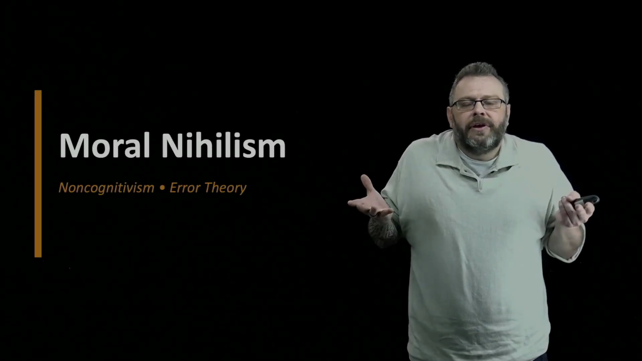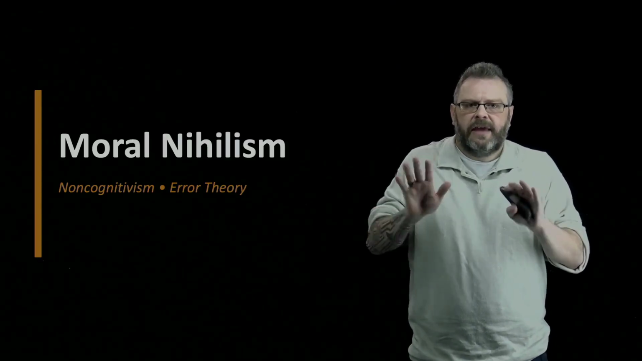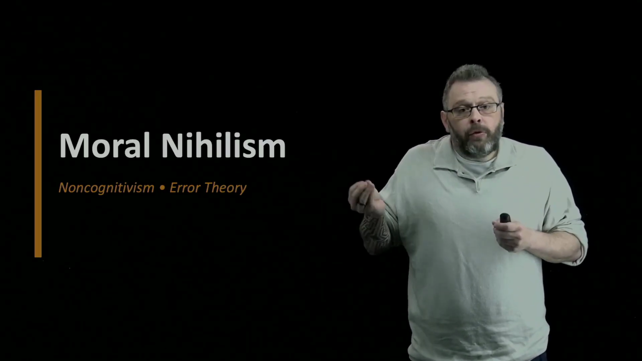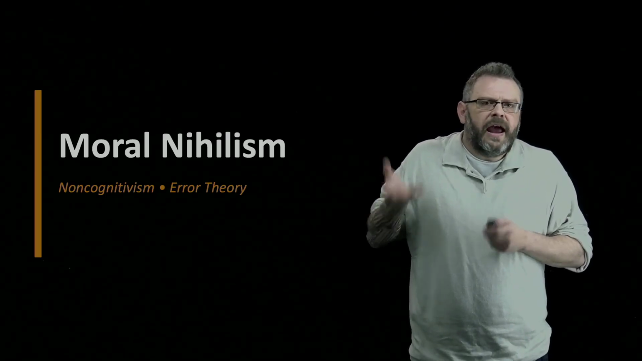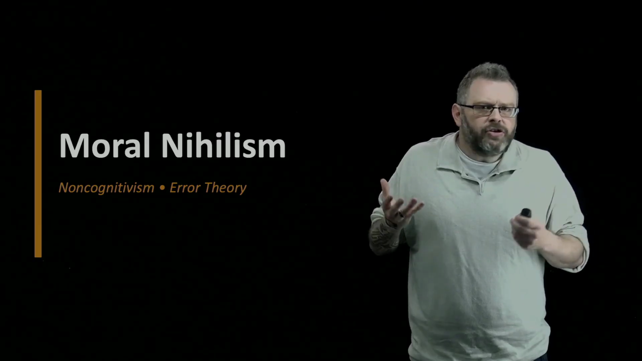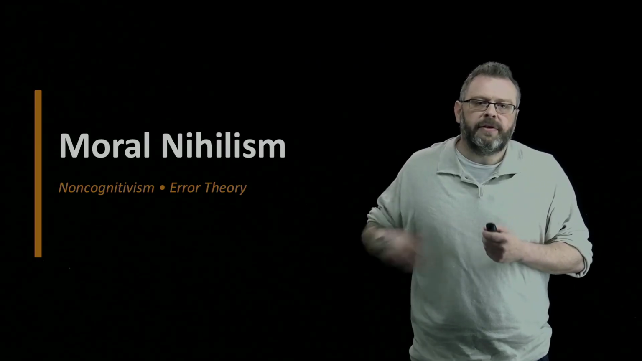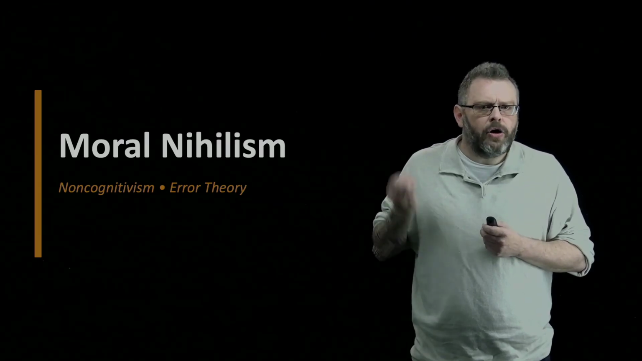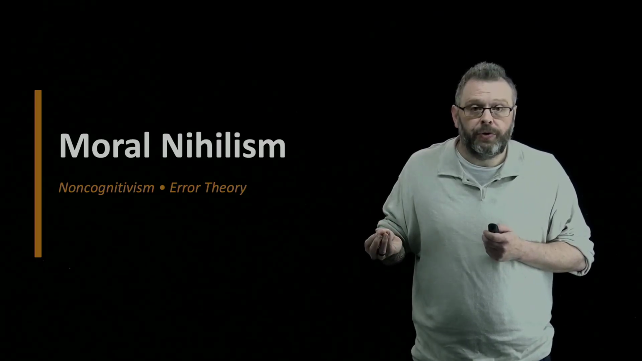Nihilism in general is a philosophical position that you can have about a lot of different things. It just says, hey, that thing that you think is a thing, it's not really a thing. Moral nihilism just does that with moral or ethical claims. They're saying that these moral statements are not true. That's what these two views, non-cognitivism and error theory, have in common. They're both going to say that moral statements are not true, but their explanations for why they're not true are very different. So let's talk about it.